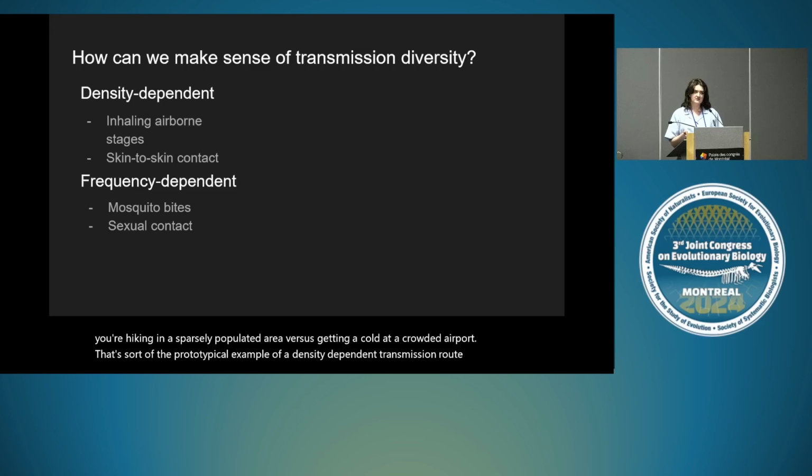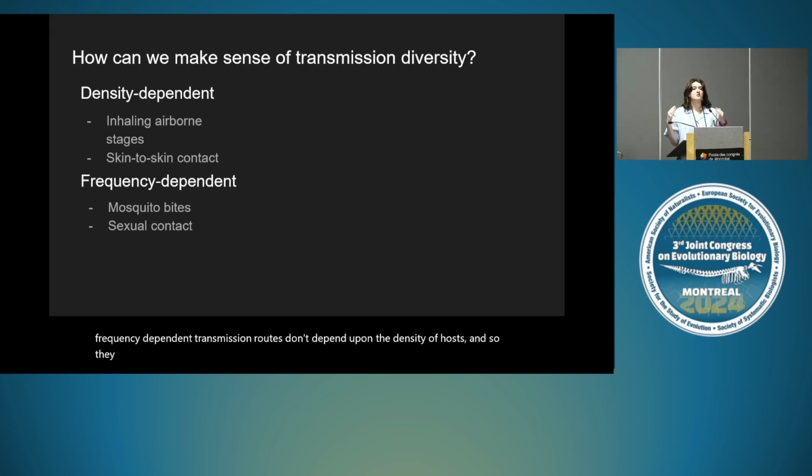Whereas frequency-dependent transmission routes don't depend upon the density of hosts. And so they transmit just according to how common the disease is in the population. If a large proportion of hosts have the disease, they will transmit more often.